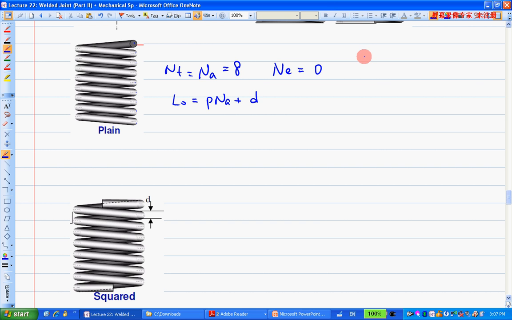Suppose I tell you the pitch is 5 millimeter and the wire diameter is 3 millimeter. So that gives us L0, the free length, of 43 millimeter. And Ls, the solid length, the formula from the table is d (NT plus 1). That's 27 millimeter. Okay, so this is an easy one.